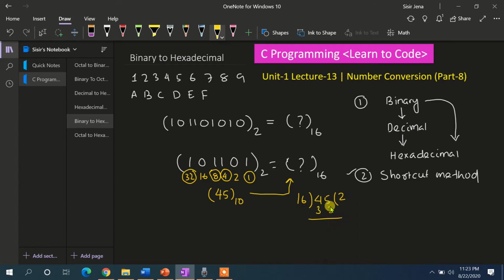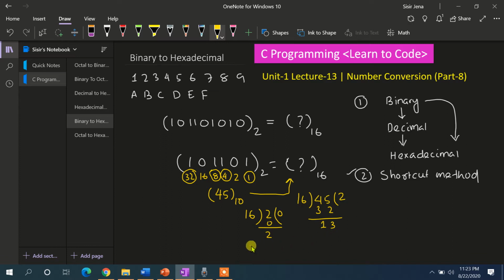Okay, so what is the remainder? The remainder will be 3, this is 1, 13. Okay, so this is one division. Then you have to perform another division, because the quotient is not yet 0. So you have to perform another division, that is 16 divided by 2, 0, that's 0, that is 2.